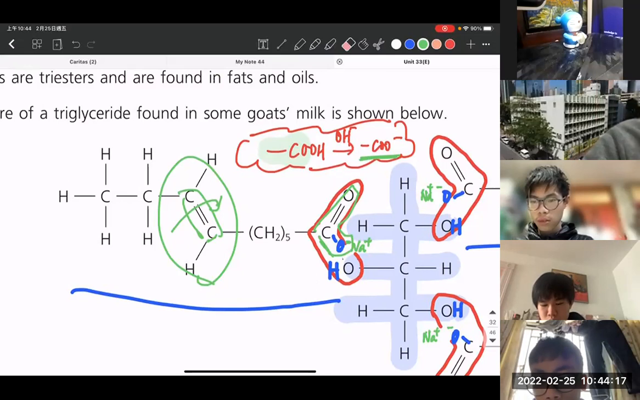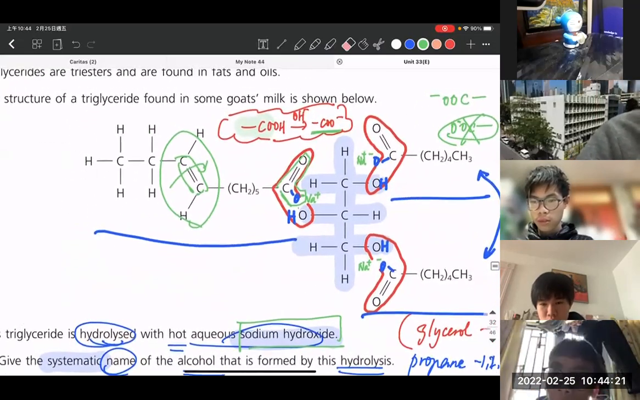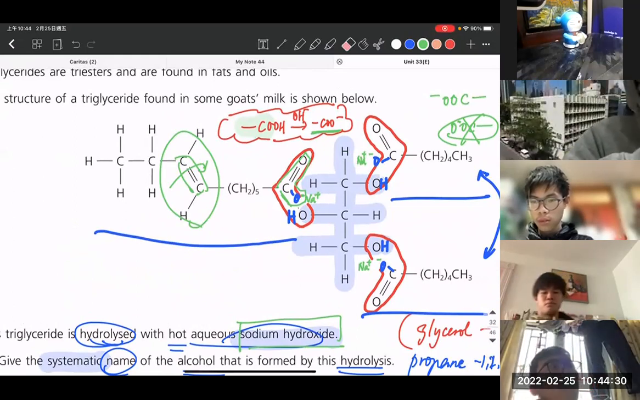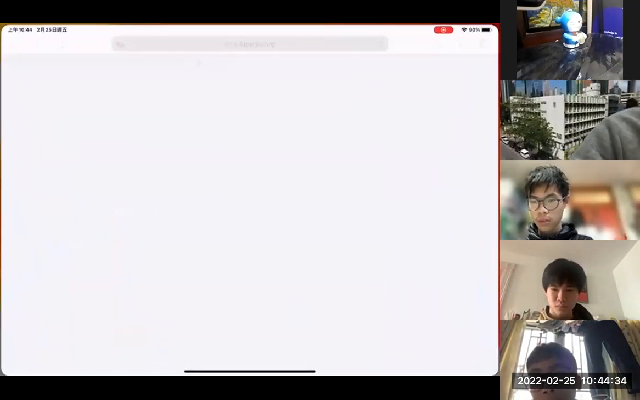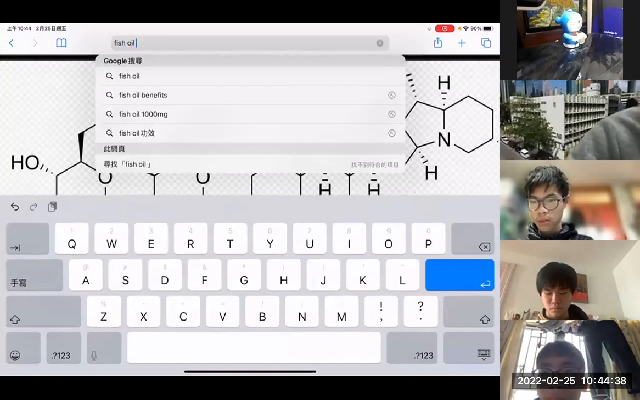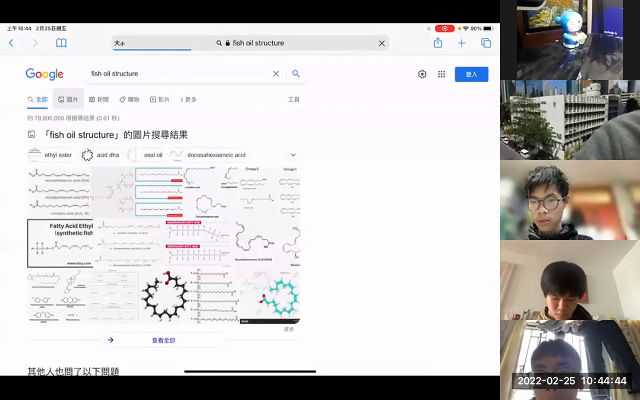Now, this example shows you this one is a trans fat, okay? But usually, if you refer to our daily life, it is cis fat, not trans fat. How do you know it now? So you may find fish oil structure. Now I would like to elaborate more on that.